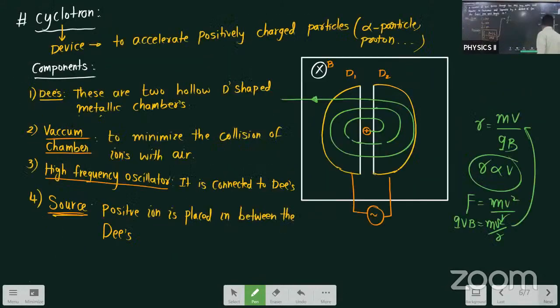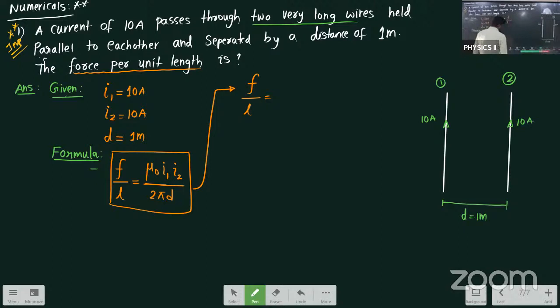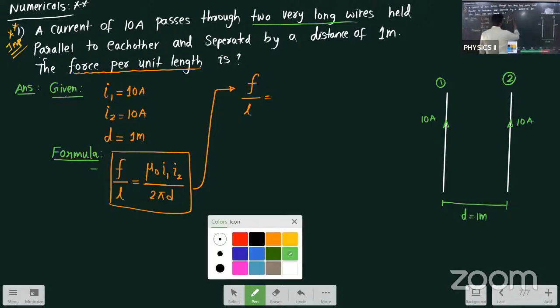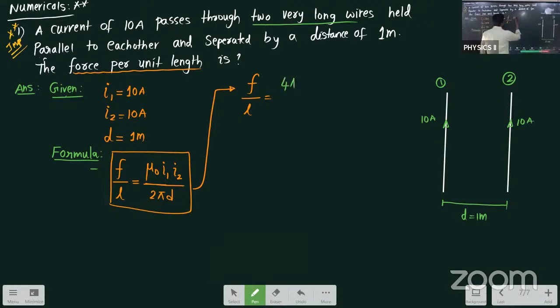Let us substitute that value here. I am taking the value of mu naught as 4 pi into 10 power minus 7 into I1, which is 10 amperes, and I2, which is also 10 amperes. So this will become 10 into 10 divided by 2 pi into d. The value of d is 1 meter. This pi and this pi will get cancelled, 2 ones and 2 twos.